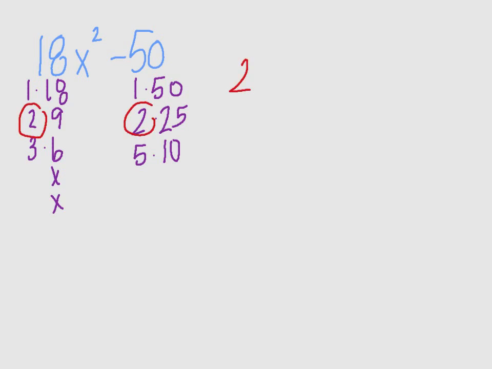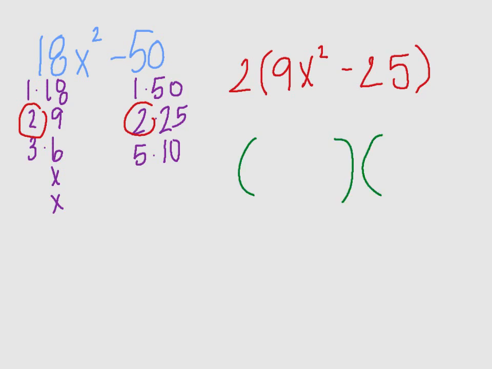So I'm factoring out a 2, and inside my parentheses I'm writing what I have left, which is 9x squared minus 21. Now here I recognize that this is a difference of squares because there are 2 products, or 2 terms. So I make my 2 sets of parentheses, and I ask myself what number times itself is 9, and it is 3 and 3.